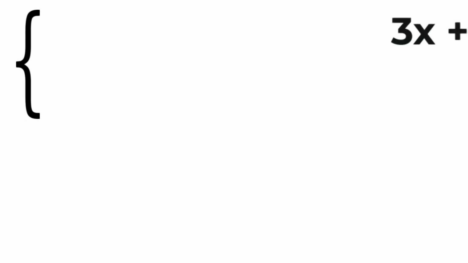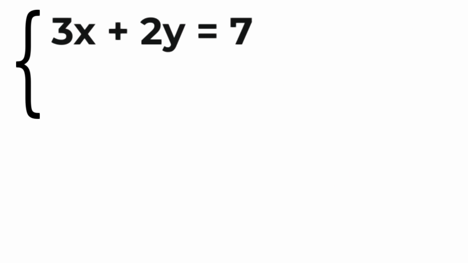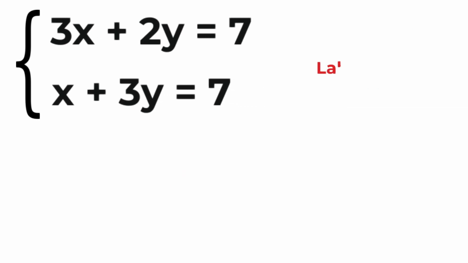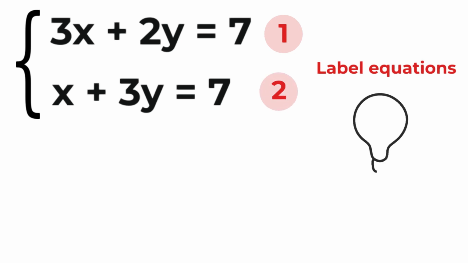So for our next question here, probably a little bit trickier. We have 3x plus 2y, which is equal to 7. And then we have x plus 3y, which is also equal to 7. And there's no common value for x or y that eliminates nicely. So we're going to have to use a little bit of trickery here.